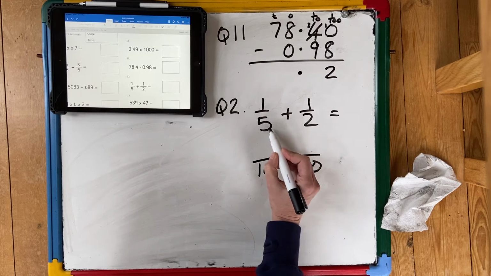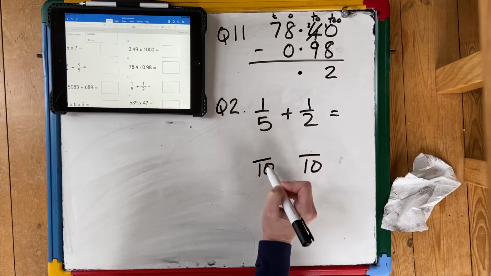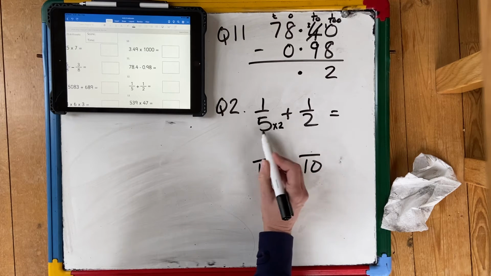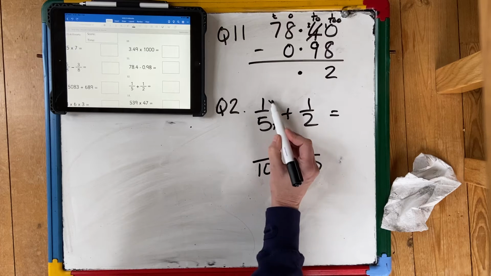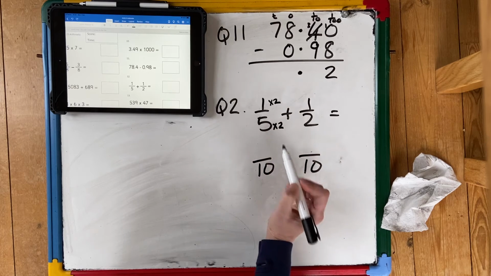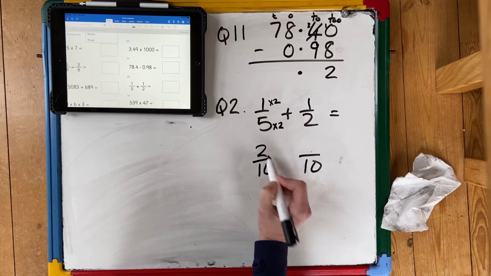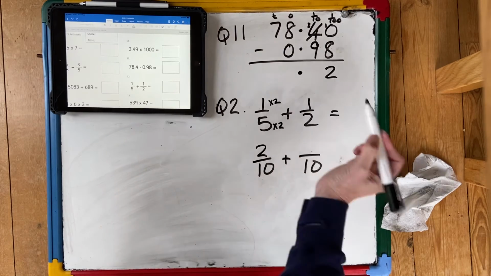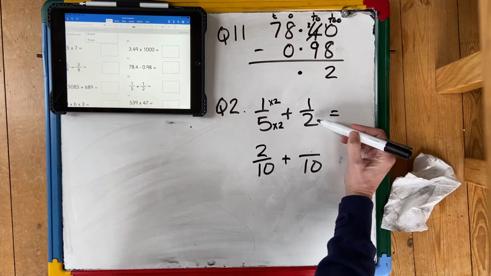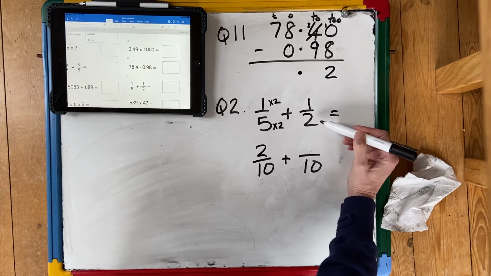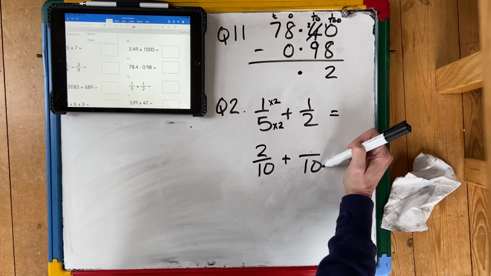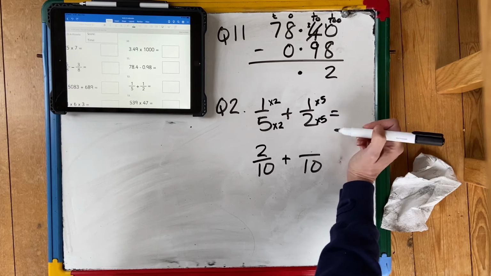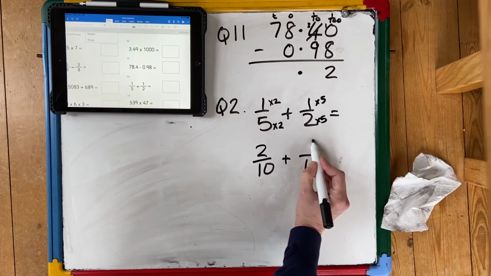So what do I do to the 5 to find the equivalent fraction in tenths? I multiply it by 2. Because I've multiplied the denominator by 2, I have to make sure I multiply the numerator by 2. So 1 times 2 is 2. 5 times 2 is 10. Then add. I need to find the equivalent fraction of half in tenths. So what do I do to 2 to make it 10? I times it by 5, which means I have to times the numerator by 5. 1 times 5 is 5.